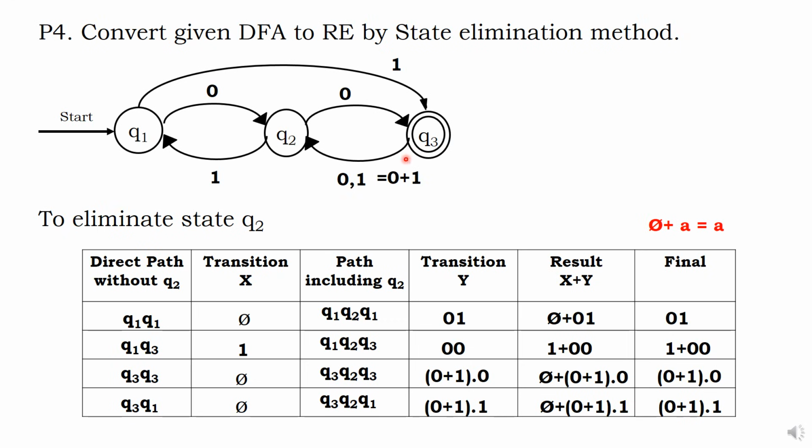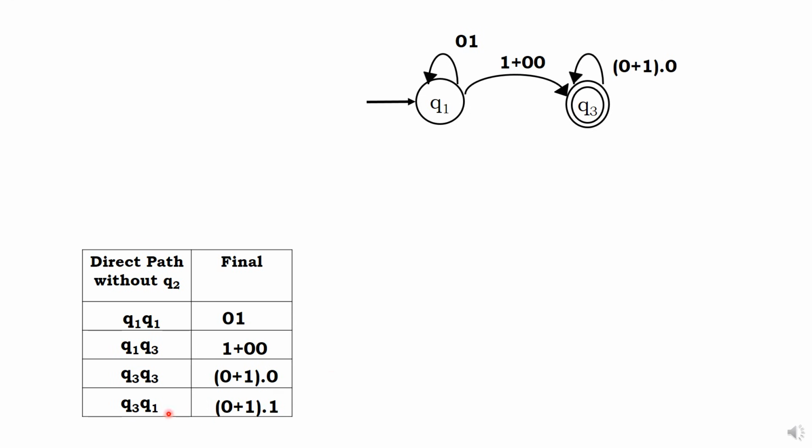Q1, Q3 alone with Q2, that's all. Now, the starting point we required for our base problem, and the last column I need. All this column I am going to remove. Starting, ending, I keep. Ready? Q1 and Q3. What is Q1 to Q1? That is a self loop. Done: 0, 1. What is Q1 to Q3? 1 plus 0, 0. Done. What is Q3 to Q3? There is a self loop. Done. What is Q3 to Q1? Done.